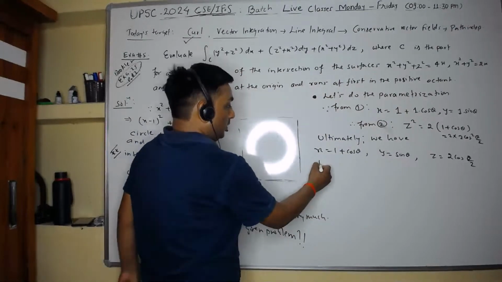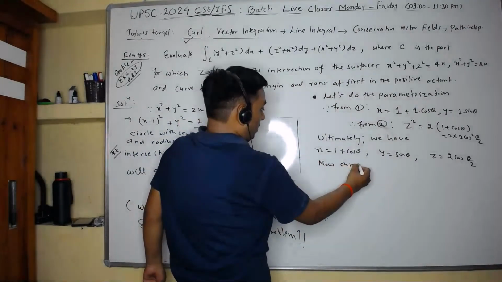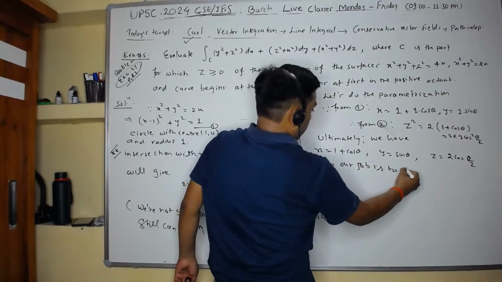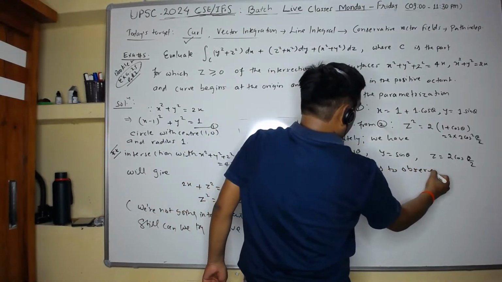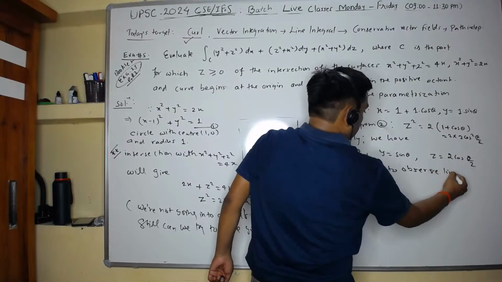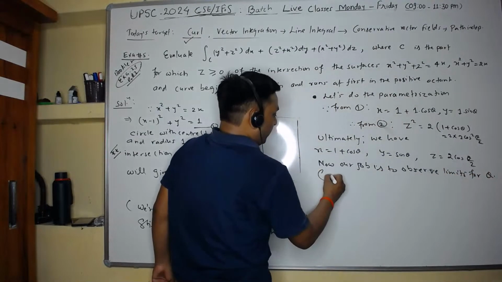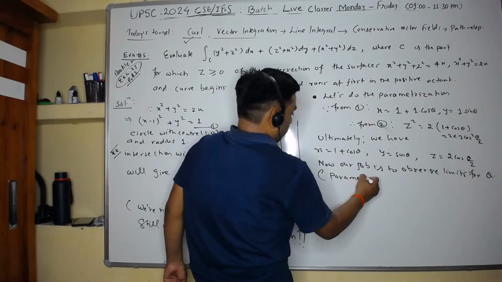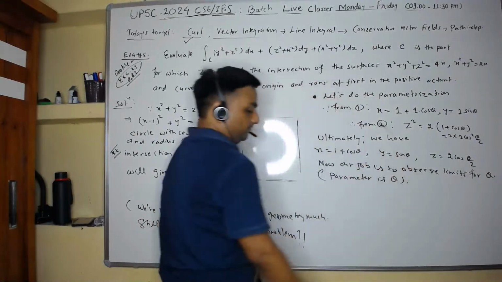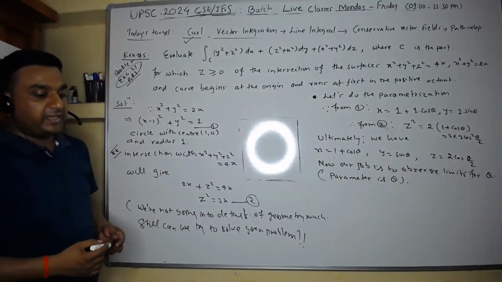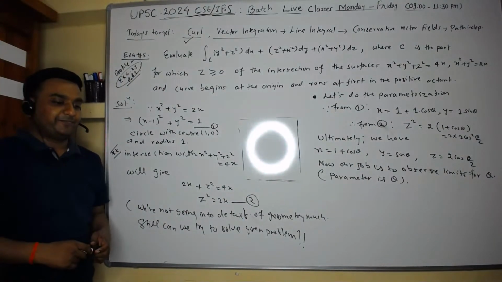Now our job is to observe limits for theta, because here the parameter is theta, the same process we have done for t.